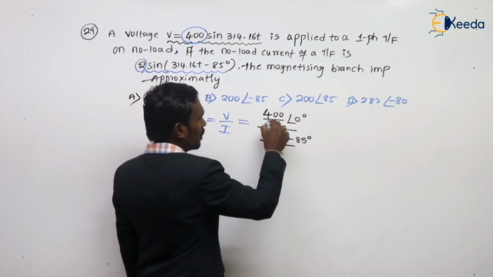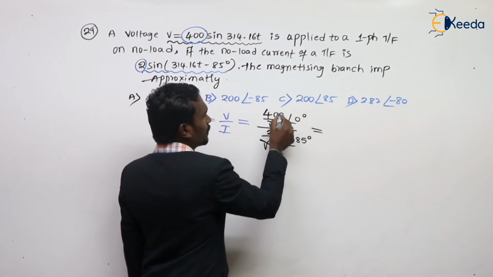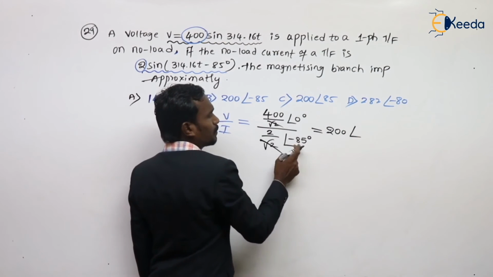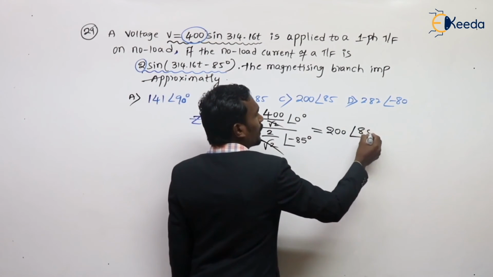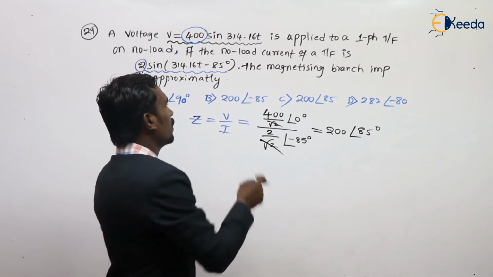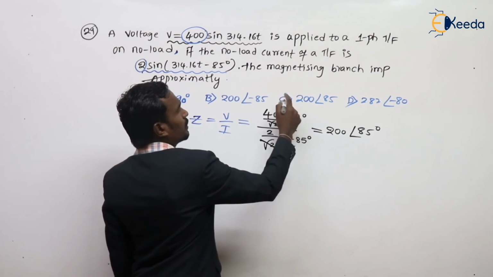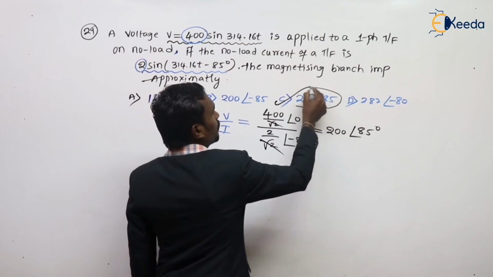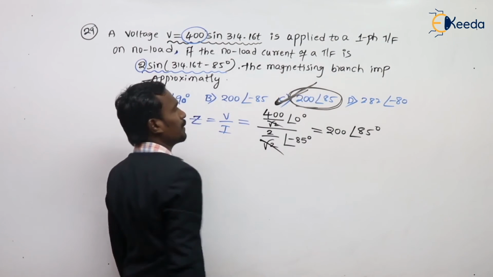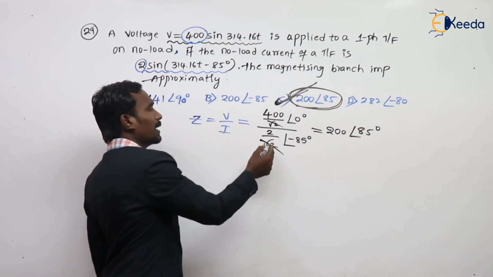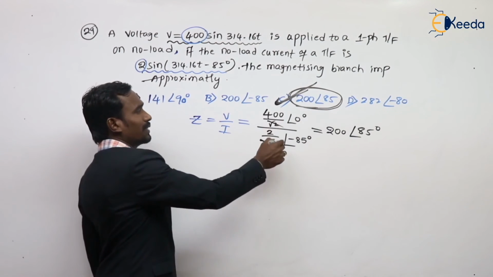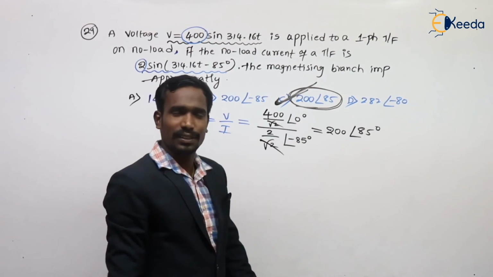So what is the answer? Root 2 gets cancelled. 2 ones are 2, 200s are 200. And at an angle, this is minus 85. When it comes to the numerator, plus 85 degrees. 200 at an angle 85 degrees. We have two options, but this is the correct answer because this is plus 85 degrees only, not minus 85 degrees. V by I: 400 by root 2, 2 by root 2, 0 minus 85. 200 at an angle 85 degrees.